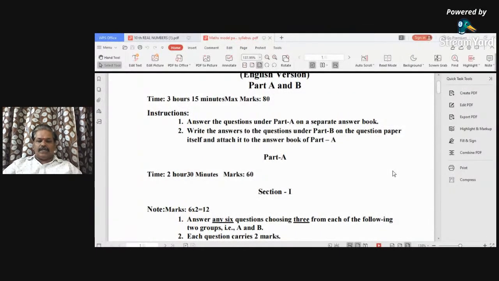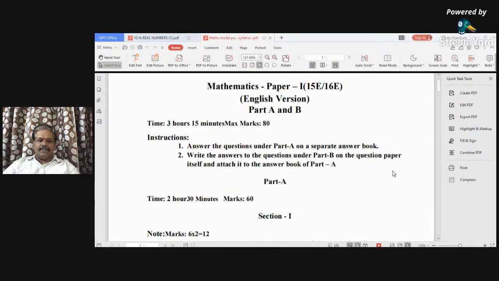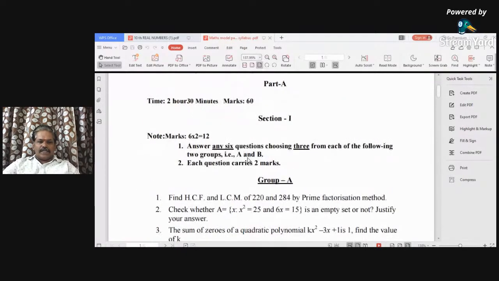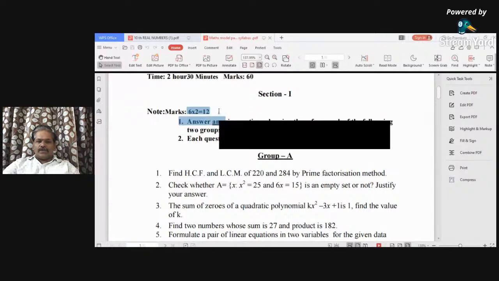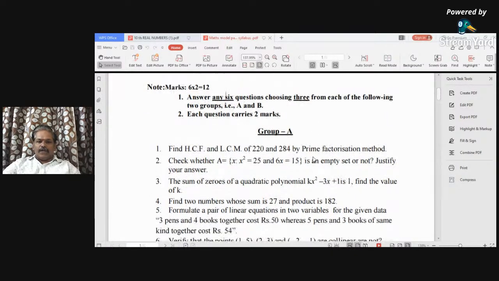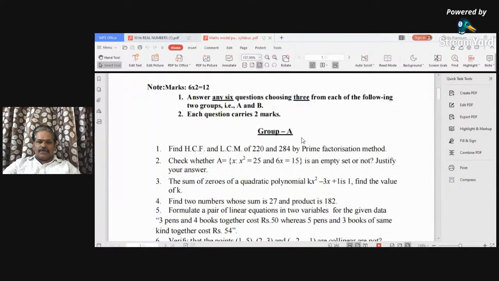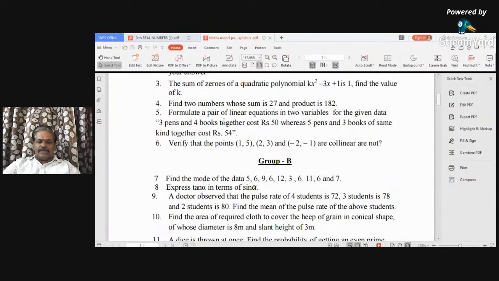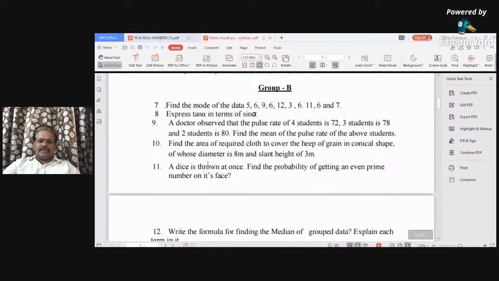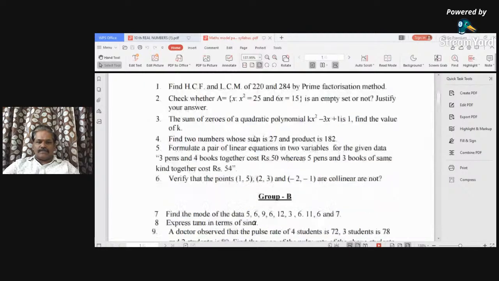As per the new model paper issued for this academic year, 2021, there will be a combined paper 1 and paper 2, only a single paper. 3 hours 15 minutes is allotted, including 15 minutes for reading the questions. Coming to Section 1, we have to solve 6 into 2, 12. There will be a Group A and a Group B. You need to select at least 3 questions from each group, that is your choice, out of 6, 3. Again, 6 questions in Group B, you need to solve 3. So totally 6 questions, 6 into 2, 12 marks.